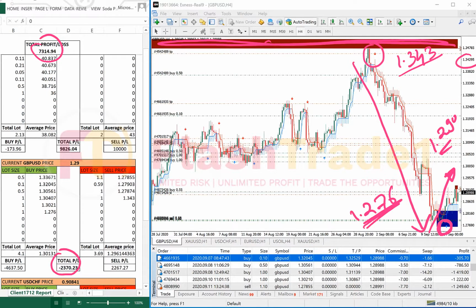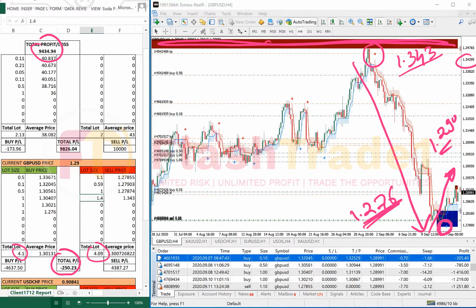As we can see, the lot size still does not match. Here the total is 4.1 lot and here 3.69. So we can still take the 0.5 or 0.4 position on the sell. So suppose rather than 1, we could have taken 1.4 lot, and we can see the loss is almost reduced, as both the total lots are almost 4.1 and 4.1.